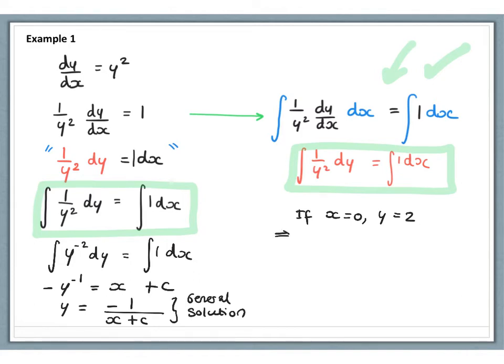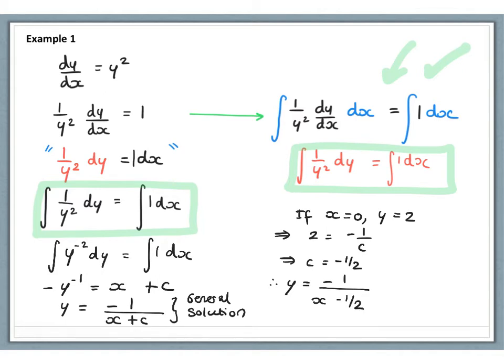This allows me to substitute into my general solution. So 2 equals negative 1 over c, which gives me c equals negative a half. This means I can rewrite my solution as y equals negative 1 over x minus a half. Now, that's a little bit messy.